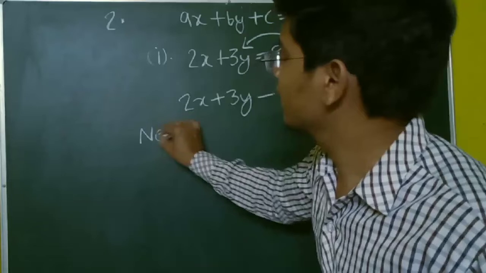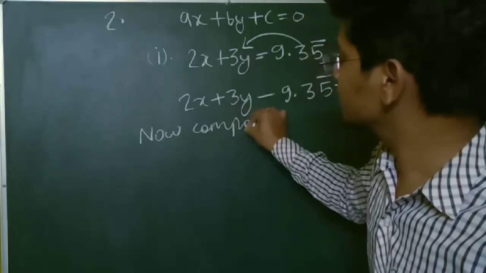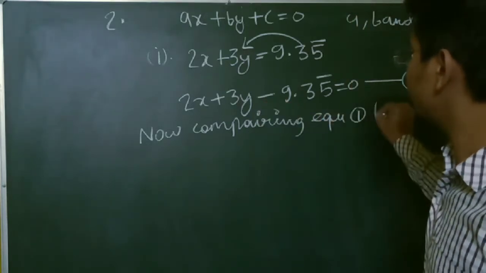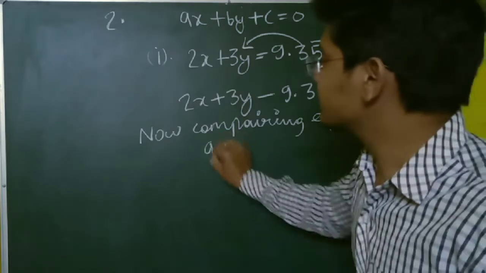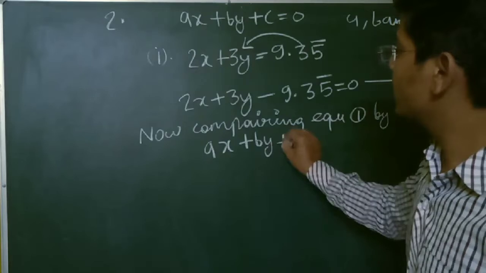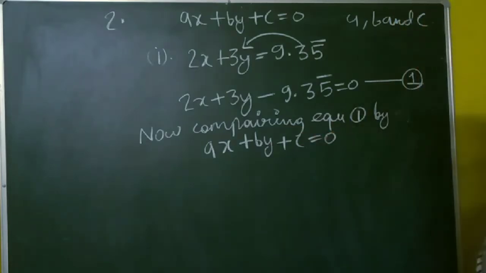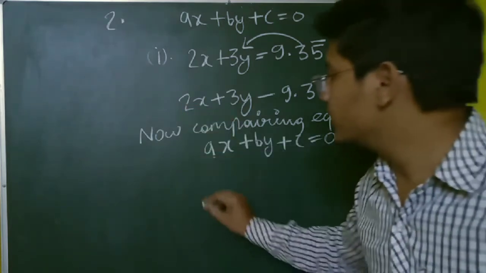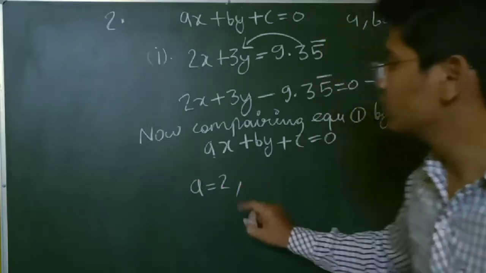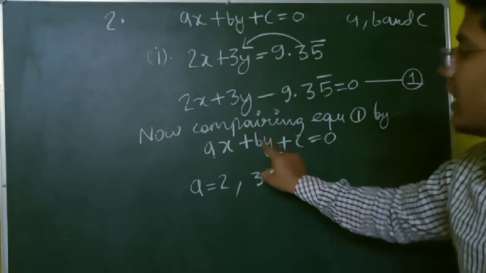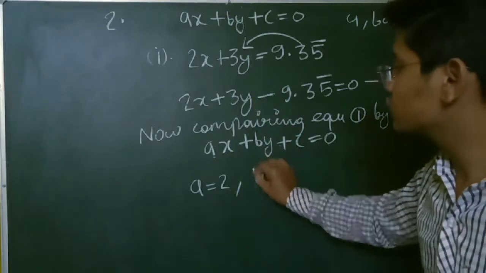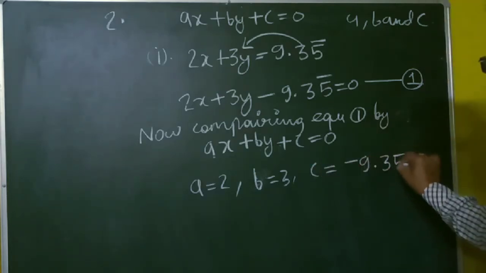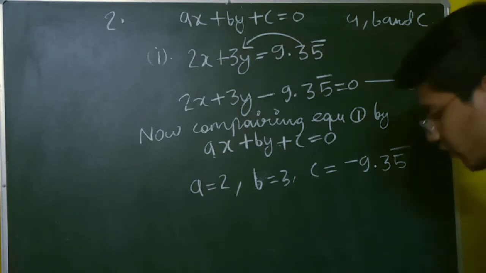Now comparing equation first with ax plus by plus c equals 0. The value of a will be 2, the value of b will be 3, because with y we are having b and here with y we are having 3, so b equals 3, and the value of c will be minus 9.35 bar. These are the values of a, b and c for the first question.